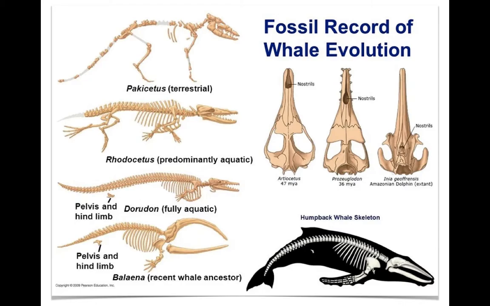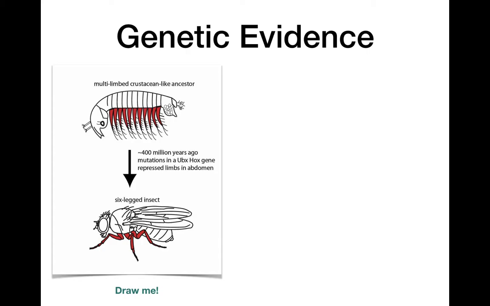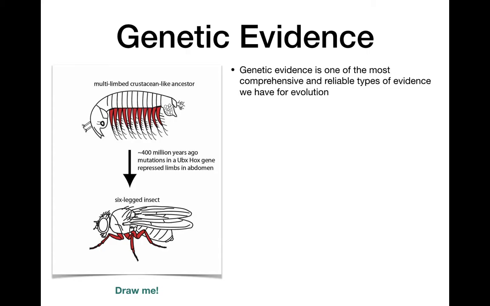Okay, the last kind of evidence for today is genetic evidence. So this is one of the most important types of evidence for evolution. It's really comprehensive. There's a ton of examples of it, and it's very reliable. So it's not relying on humans' interpretation, looking for patterns in bones or embryos or fins. We're looking at actual numbers of how many genes are the same.